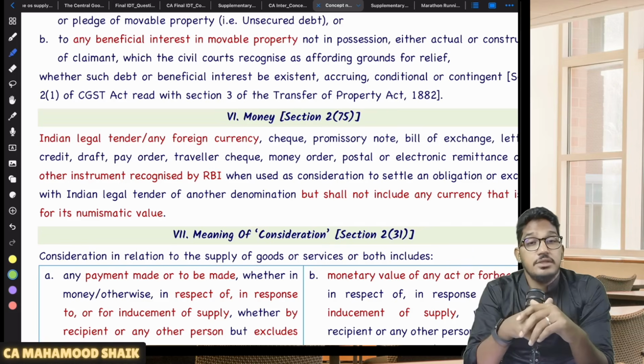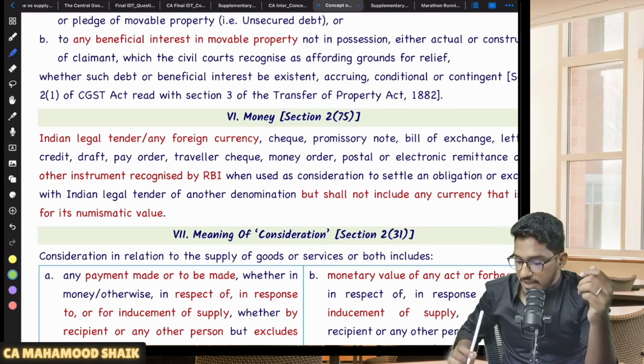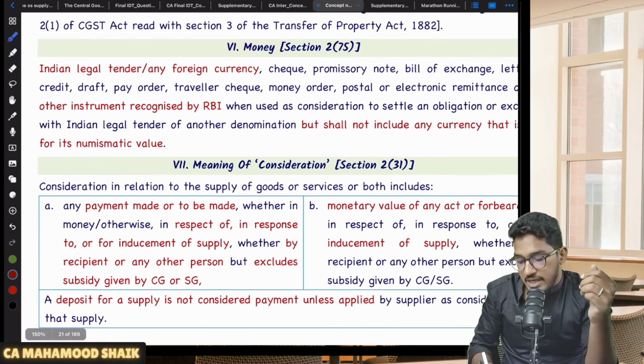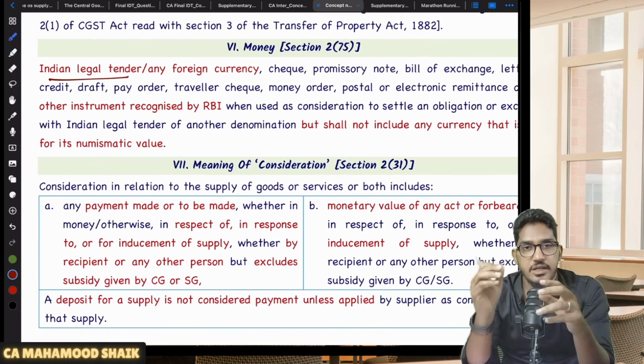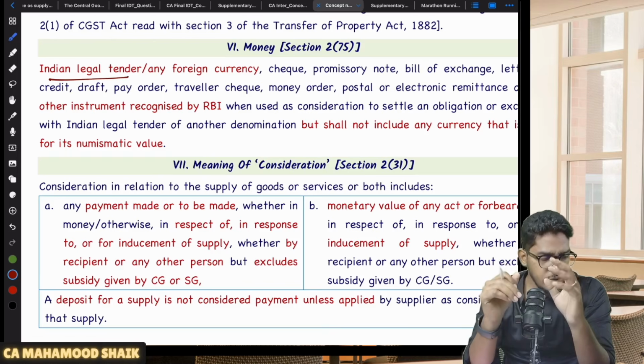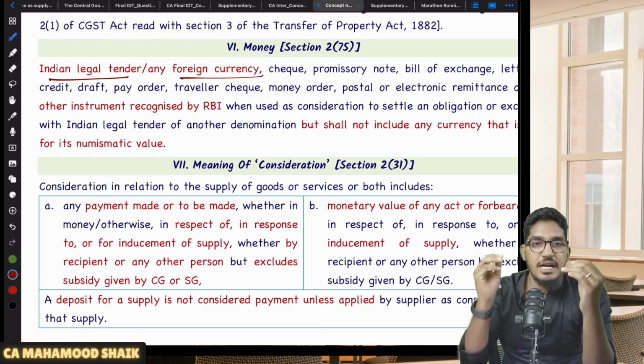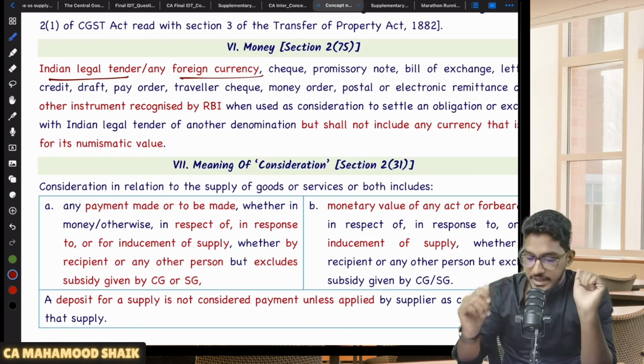Sir, what is the meaning of the term money? We'll generally get a doubt. So they have defined it. Money means Indian legal tender money, Indian currency which is currently in circulation. That Indian legal tender money will fall under the money definition. Not just that, foreign currency will also fall under the money definition.